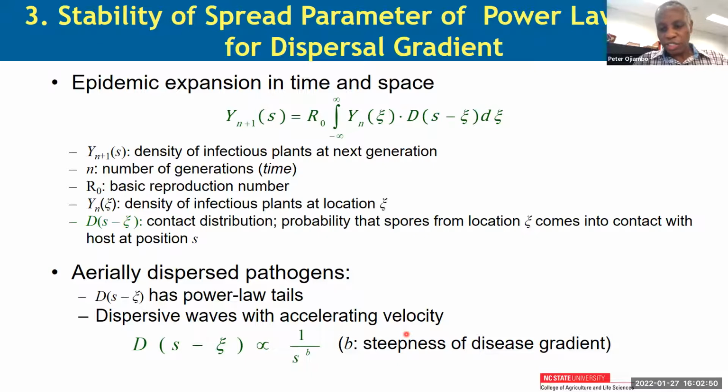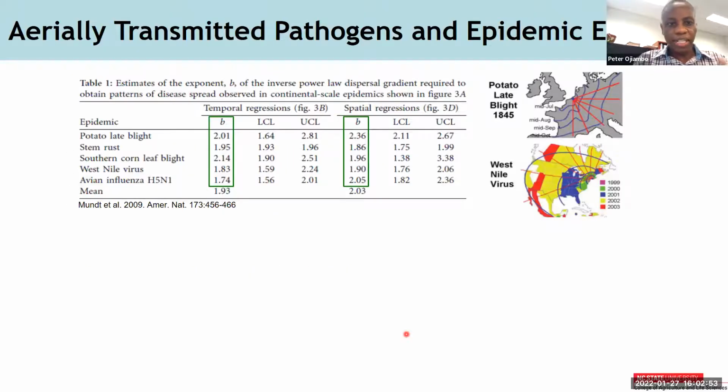So why was this parameter of interest to me? One of the things that we looked at, when we looked at the literature out there, was the paper published by Chris Mundt at Oregon State with his colleagues in 2009. When I looked at these epidemics of plants as well as animals, for example, data on stem rust, southern corn leaf blight, West Nile virus, and avian flu, you could see that the spread parameter was fairly consistent in terms of the numbers, around a value of about 1.9, regardless of how it was estimated, whether on a temporal or on a spatial scale.